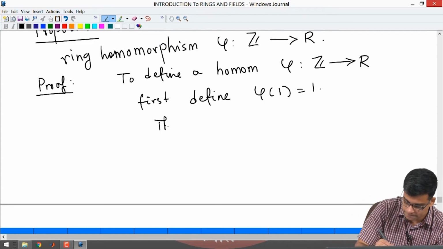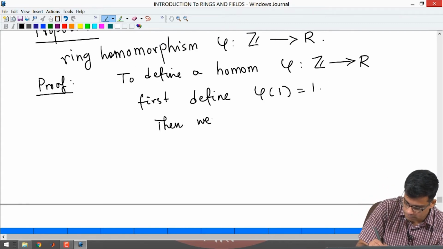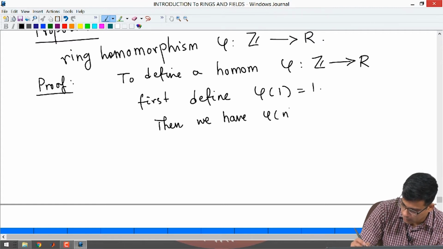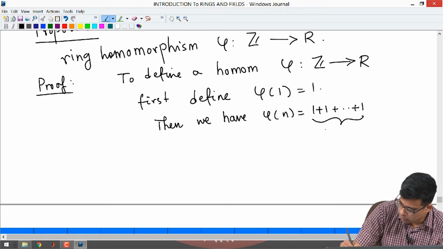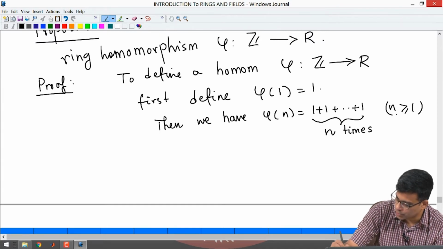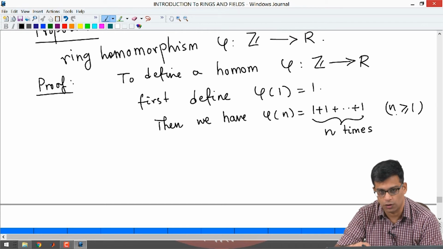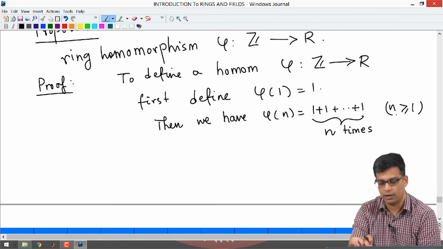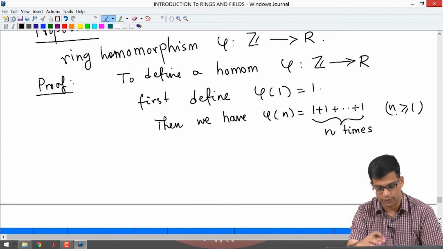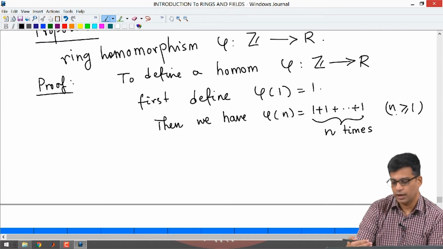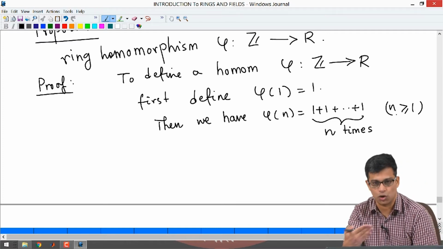So, then we have phi of n is 1 plus 1 plus 1, n times, for n positive. Again, this is forced on us. What I am trying to arrive at in this proposition is, once you define phi of 1 equal to 1, which we have no choice about, every other integer has a natural image, there is no choice for them also.